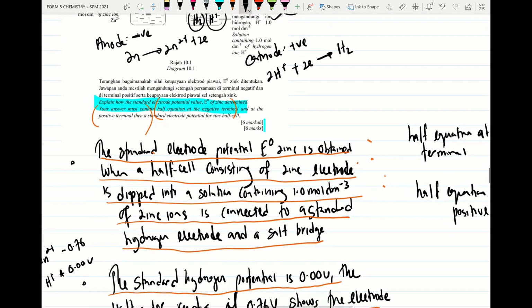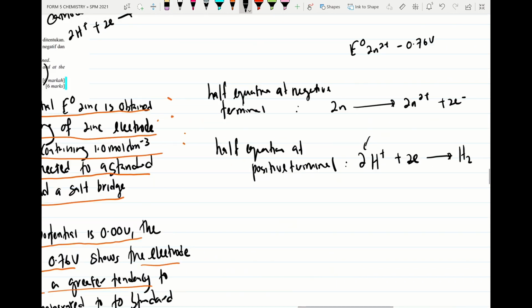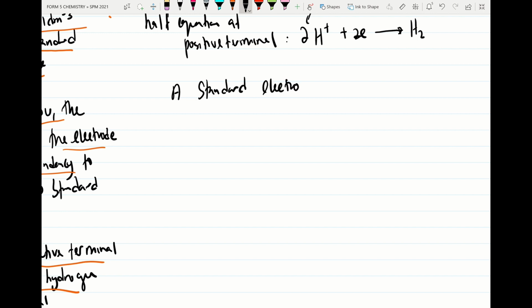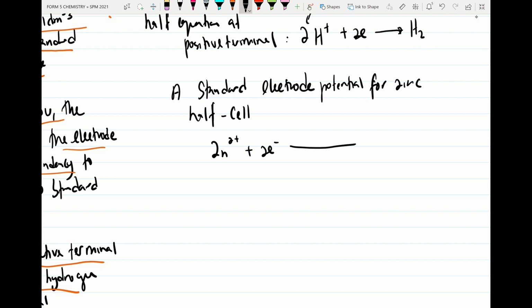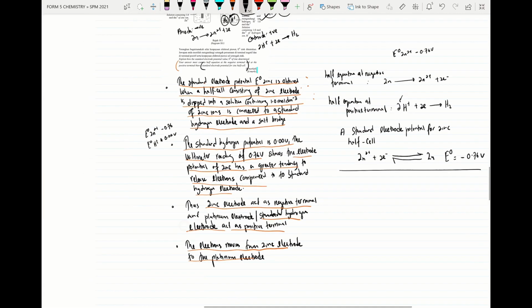All right, next one we try to check. They want the standard electrode potential of the zinc half cell. So how to write this one? I write down here like this: Zn2+ gains 2 electrons, reversible arrow, so we put here Zn. The E naught value will be negative, negative 0.76 volt. So this is the answer that students should write for this essay question.